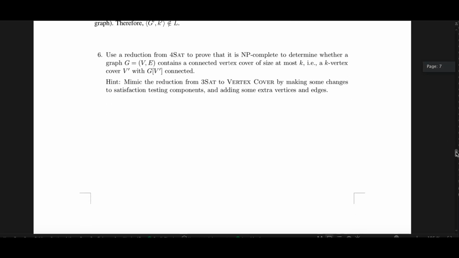The second last question is: use a reduction from 3-SAT to prove that it is NP-complete to determine whether a graph G = (V, E) contains a connected vertex cover of size at most k, i.e., a k vertex cover V+ with G[V+] connected. Hence, we make the reduction from 3-SAT to vertex cover by making some changes to the satisfaction testing components and adding some extra vertices and edges.